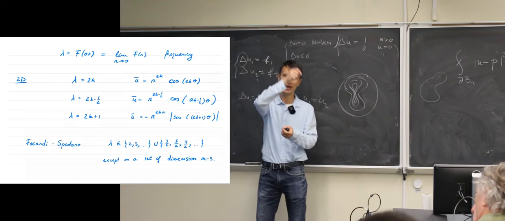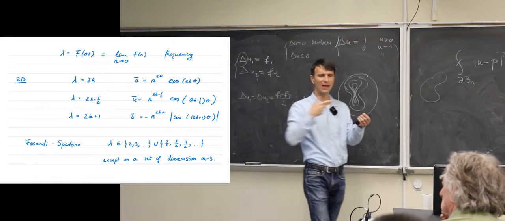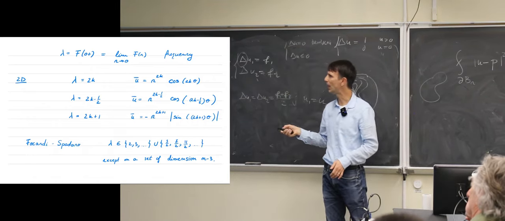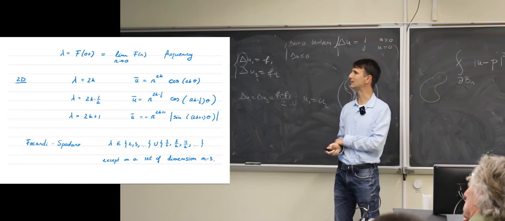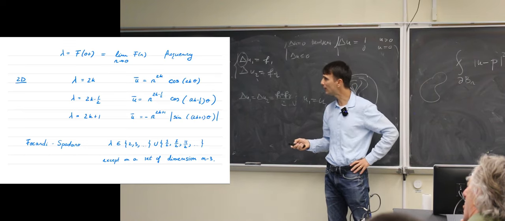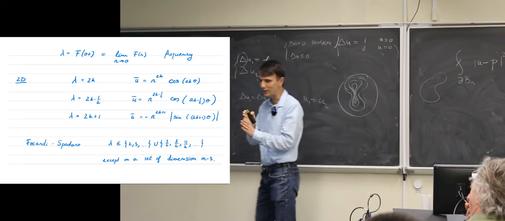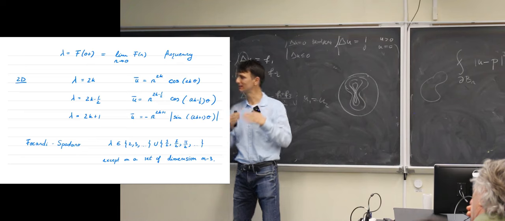Like if I look at x1 squared minus x2 squared, it would still be positive on the x1 axis. So this would simply be harmonic polynomials that are still positive in xn equal to 0, or x1 equal to 0. These ones are still harmonic polynomials of odd degree that vanish on half a plane.